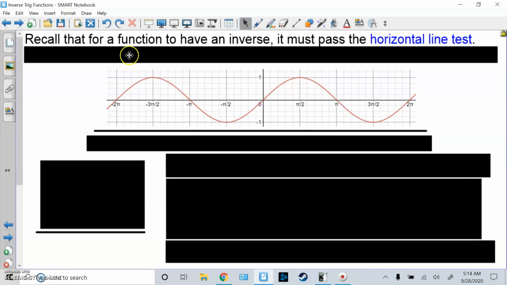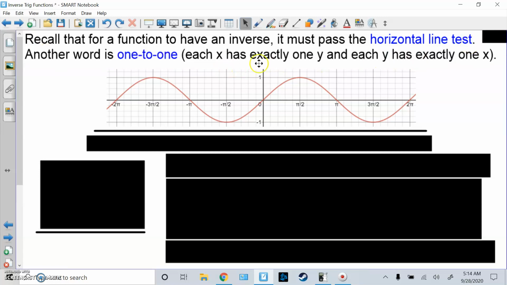So remember that for a function to have an inverse, it must pass the horizontal line test. That is another word for one-to-one. That means each x is exactly one y and each y is exactly one x.